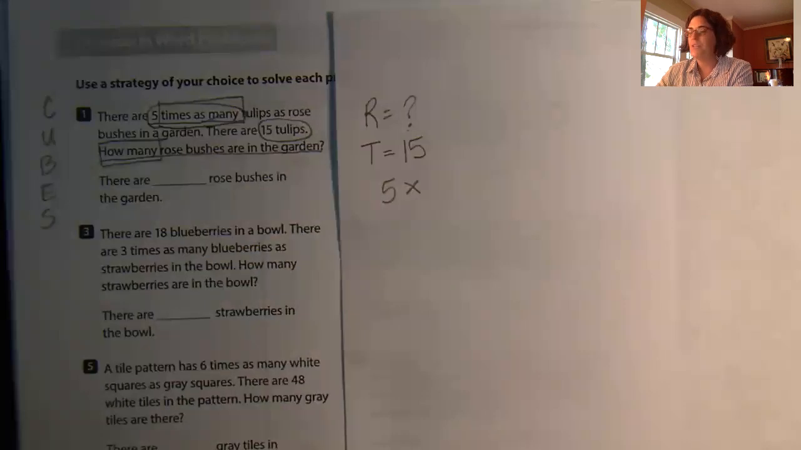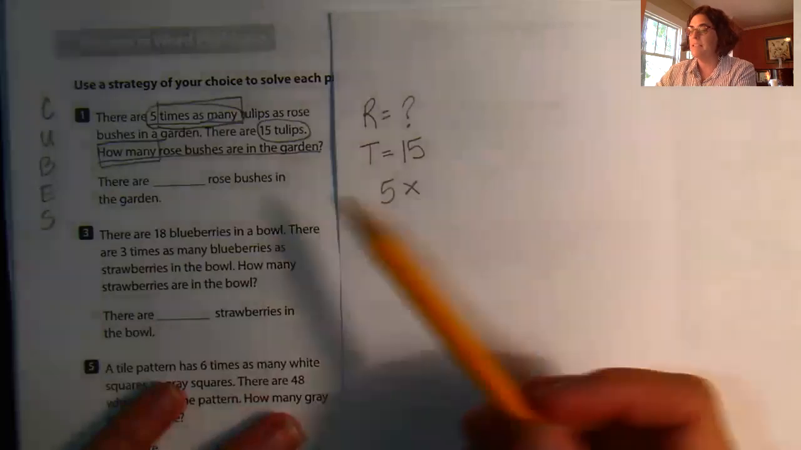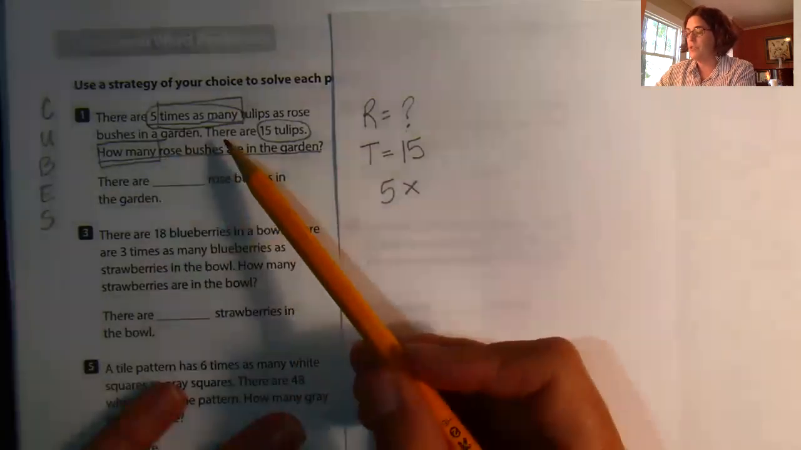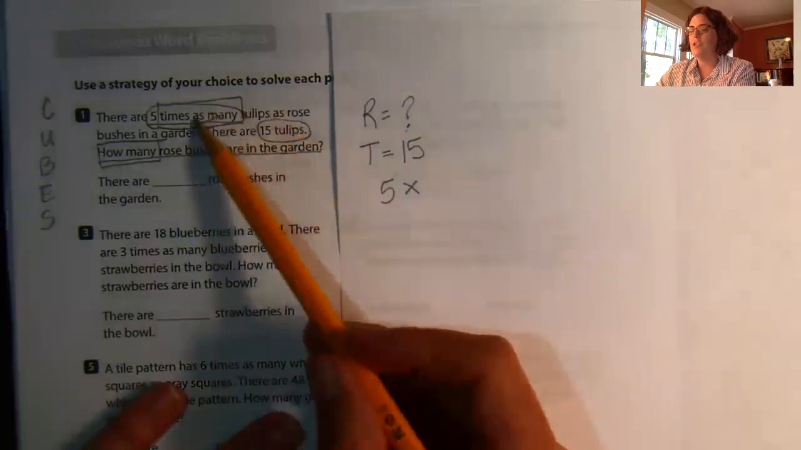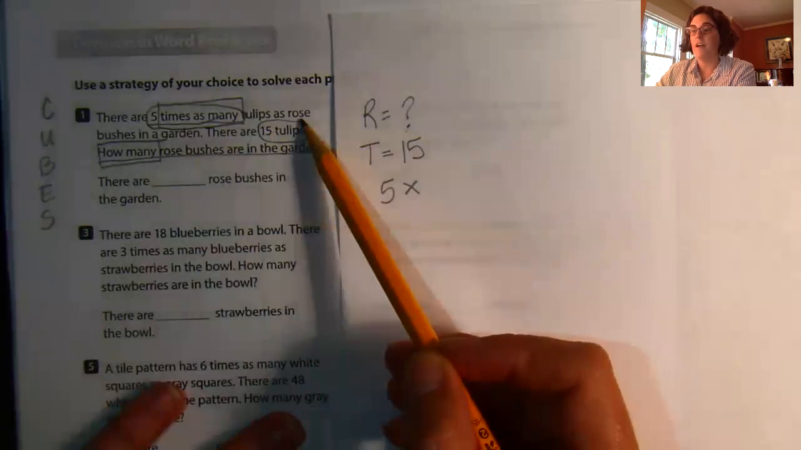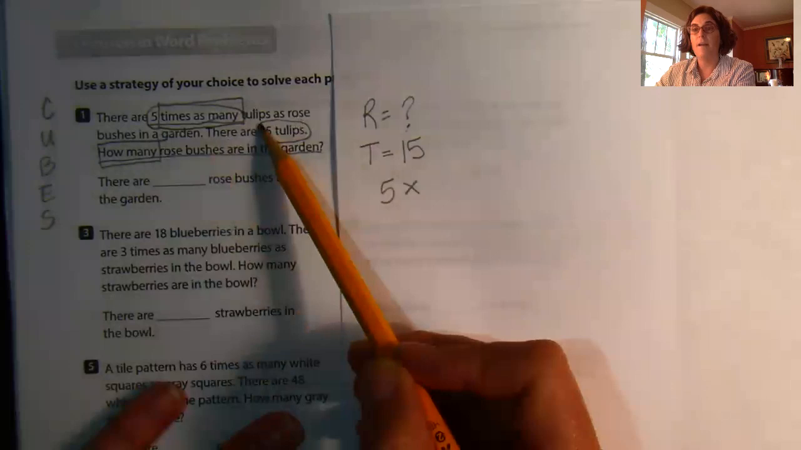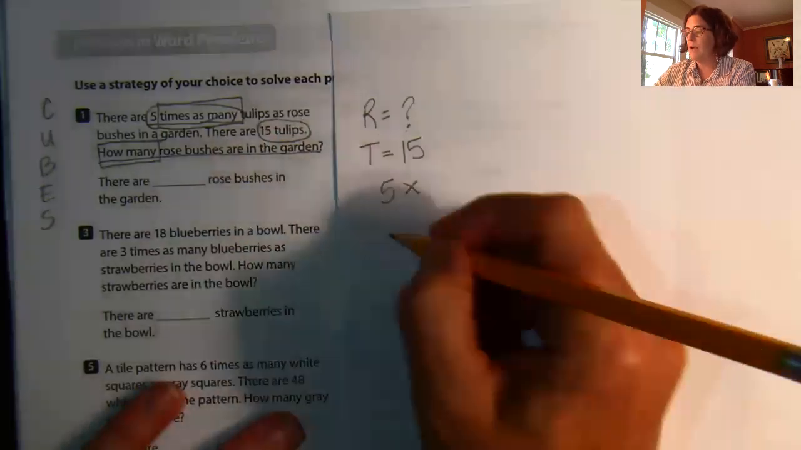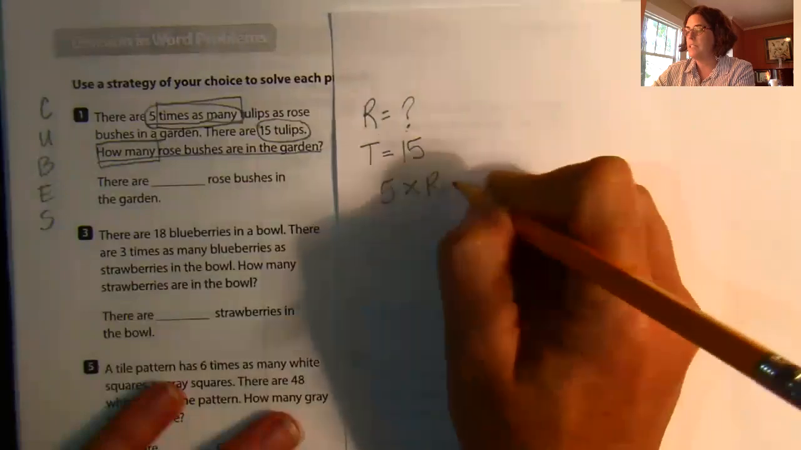All right, so take a look at the wording of this problem. It says there are 5 times as many tulips as rose bushes in the garden. So are we going to multiply the tulips by 5 or the roses by 5? We are actually going to be multiplying the roses by 5 because it says there are 5 times as many tulips, and we know how many tulips there are as rose bushes. So we can write 5 times R. And what is that going to equal?